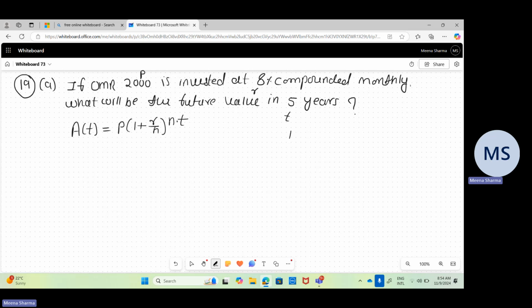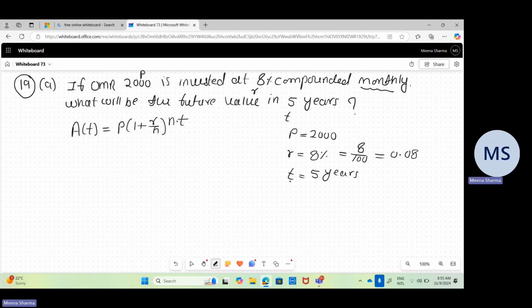So we will write P equal to 2000. And here R equal to 8%. So we will lose that percent, so it becomes 8 upon 100, so it becomes 0.08. And time is 5 years. And it is compounded monthly.